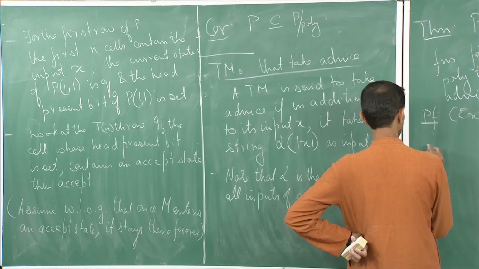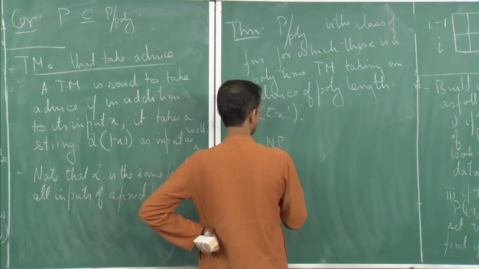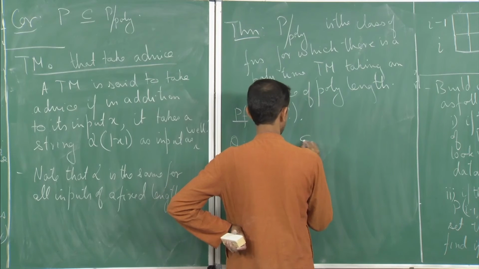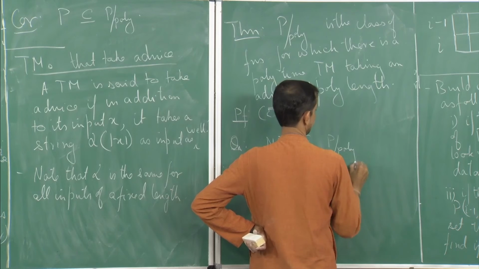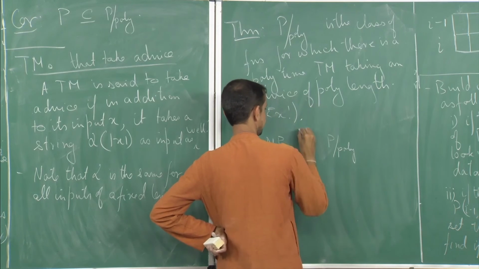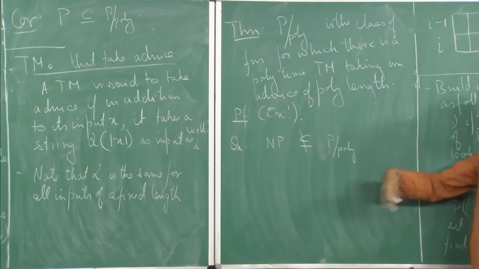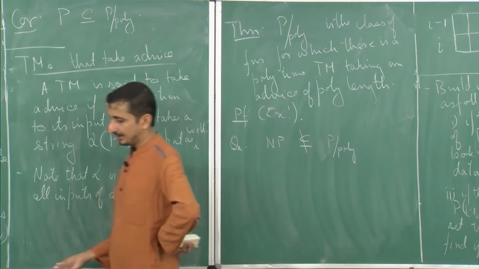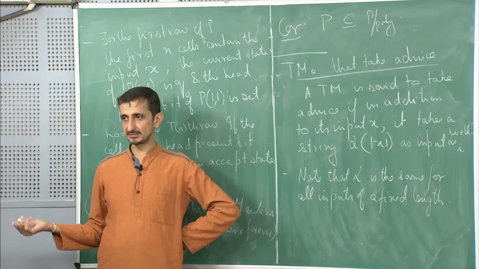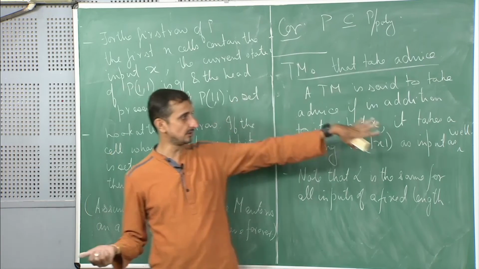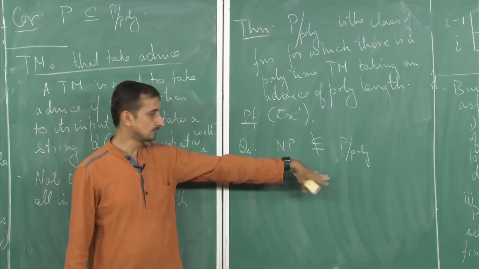The next question that arises is what is the relation between NP and P/Poly? For example, can we say that NP is in P/Poly, or can we say that NP is not in P/Poly? When I say NP is not in P/Poly, what I mean is that there is a function in NP which does not have polynomial size circuit. We know that every problem in P has polynomial size circuit, but can we refute that for NP?